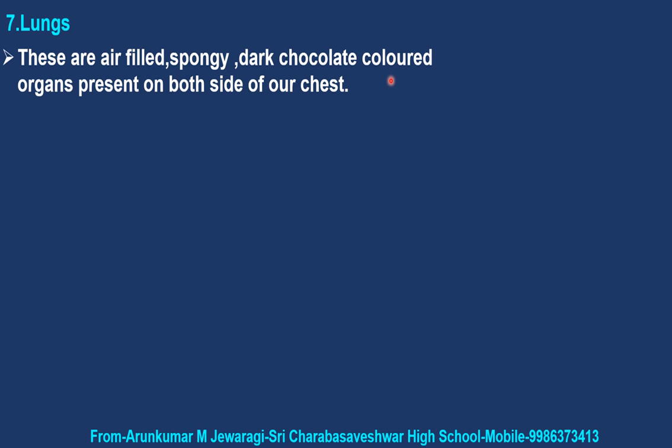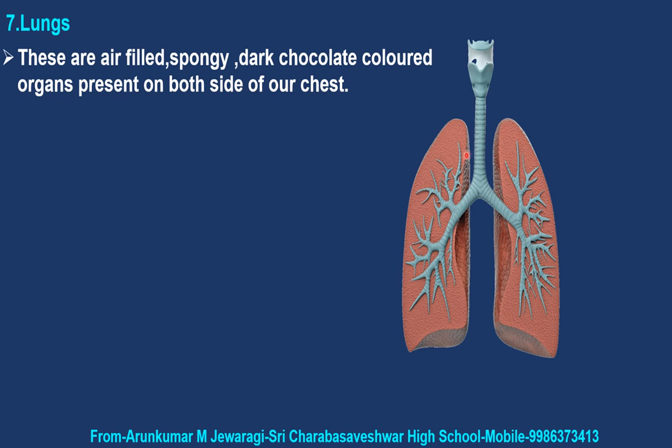Dark chocolate colored. What is the color of lungs? They are dark chocolate colored organs present on both sides of our chest. Those are called what? Lungs. Okay. We have a pair of lungs. This is on the left side and this is on the right side.